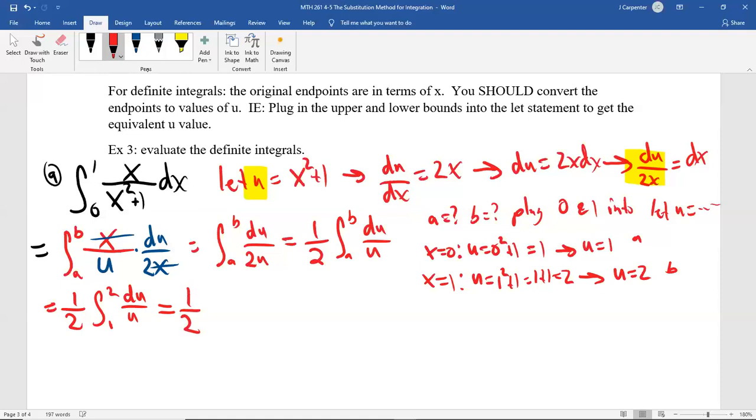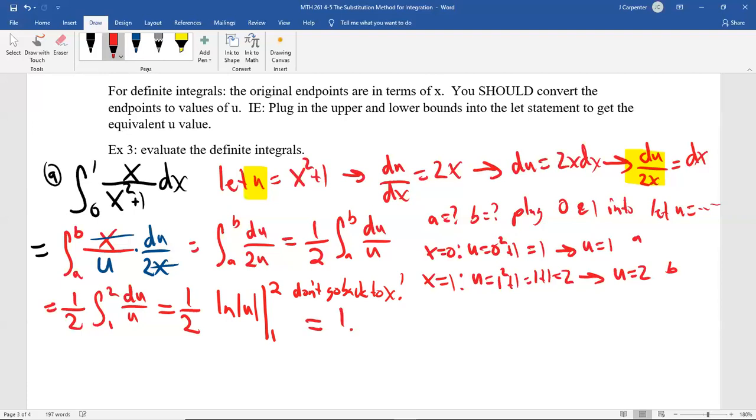Leave the 1/2 alone. The integral of du over u is the natural log of the absolute value of u. And then we're integrating this from 1 to 2. Now we don't go back to x. That's the major difference here. Because we have the values in terms of our new currency, our new dimension, our new variable, we don't even need the x's anymore. We're just going to plug in the 2 and the 1 into this. And if you don't trust me, I'll show you that it works after the fact.